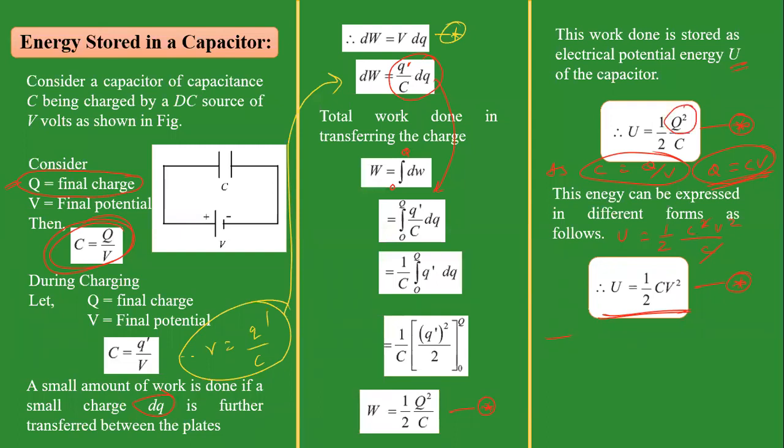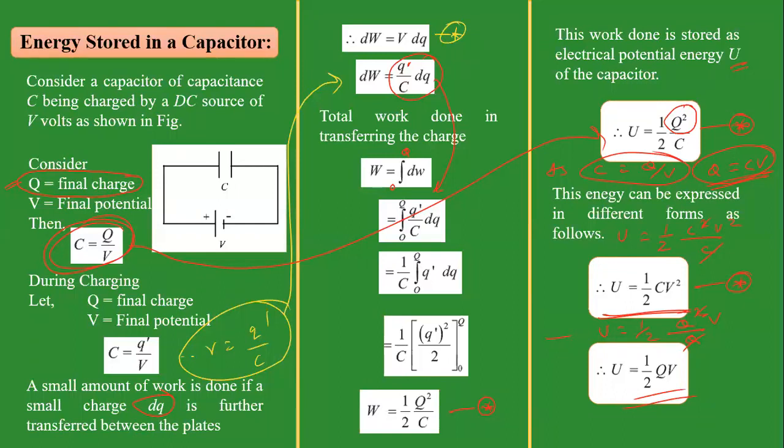Instead of C, we can also substitute Q by V. Then we get 1 by 2 Q square divided by Q by V. So one Q and the other Q get cancelled, and we get 1 by 2 QV as the formula. So this is the expression for energy stored.